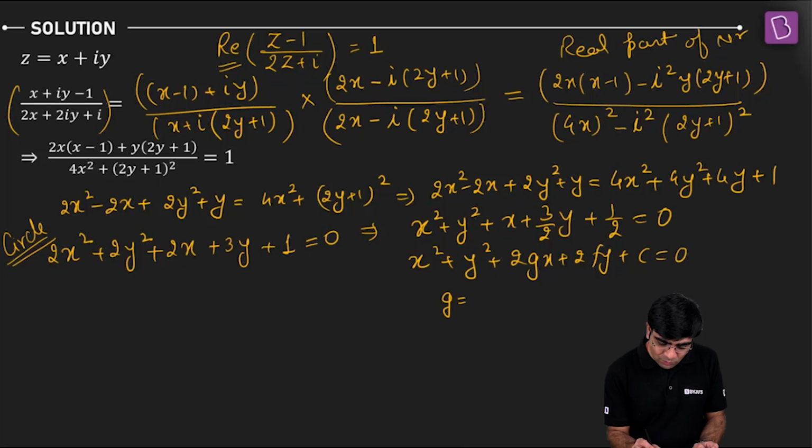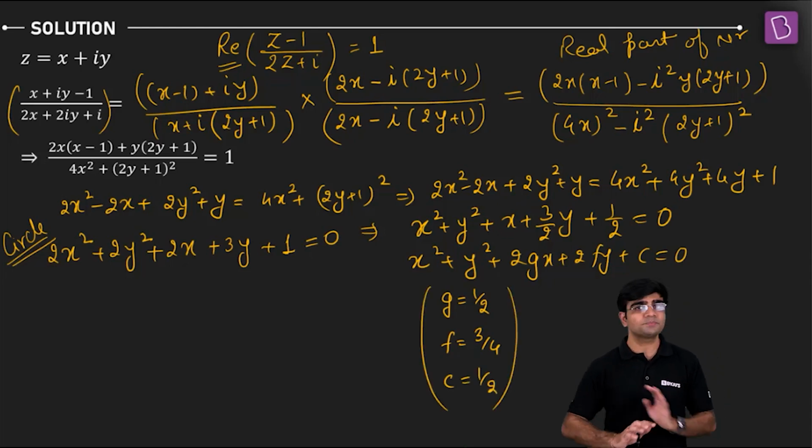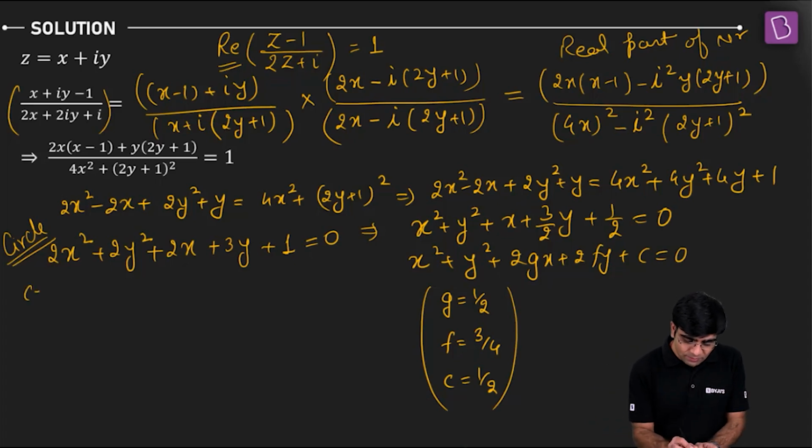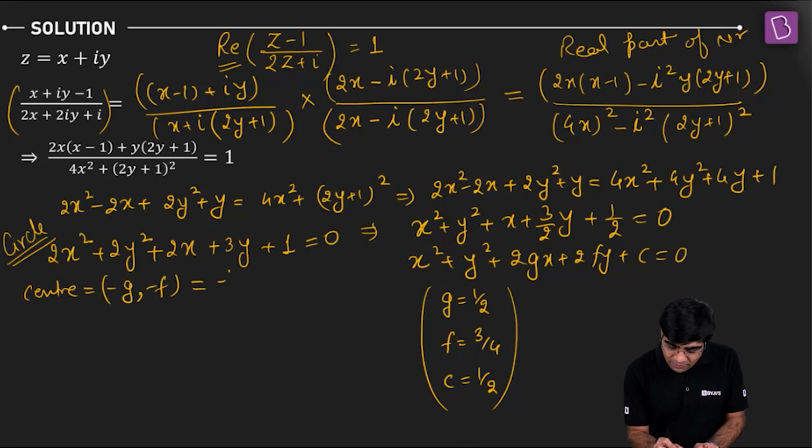So g becomes equal to half, f becomes equal to 3 by 4, and c becomes equal to 1 by 2. These are the values for g, f and c. Perfect. With these values, I will be commenting on the radius and the center of that particular circle. So what is my center? The center is minus g, comma minus f, that is minus 1 by 2, comma minus 3 by 4.